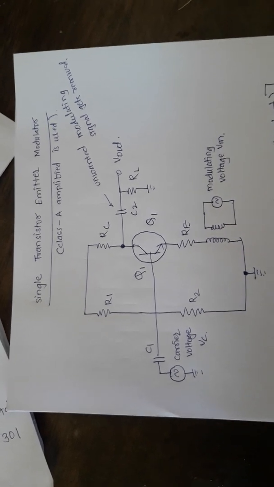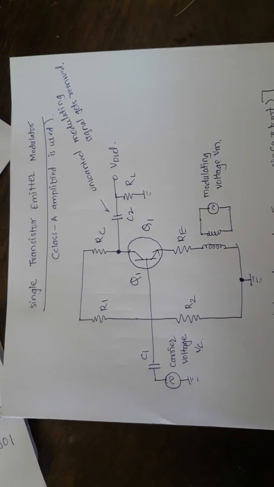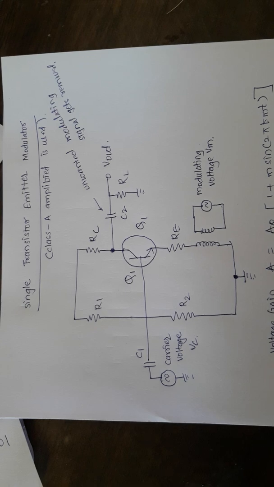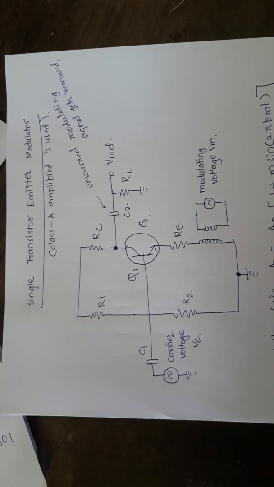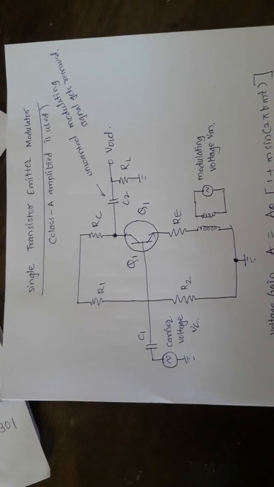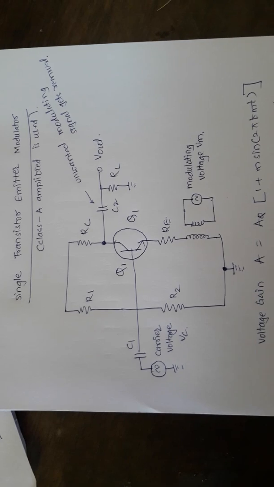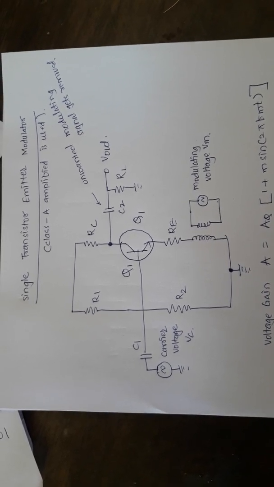So, in our previous lecture, we started the discussion about the low level modulator. In this particular lecture, we are going to discuss another circuit of a low level modulator. It is a single transistor emitter modulator, as you are observing in this circuit diagram. What we are implementing here is a class A amplifier.